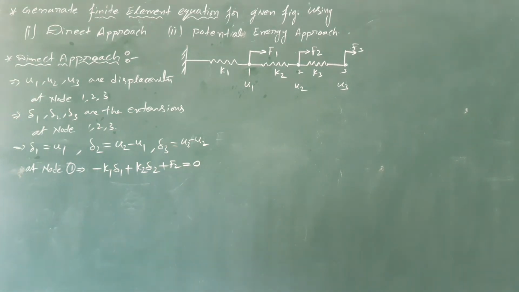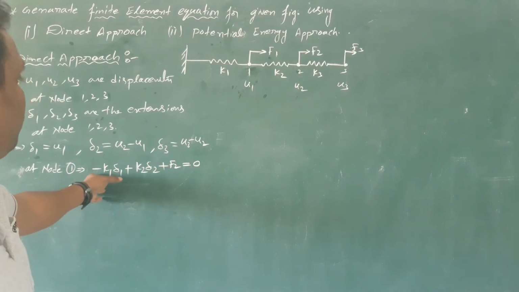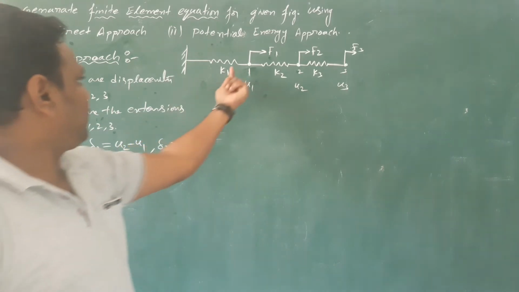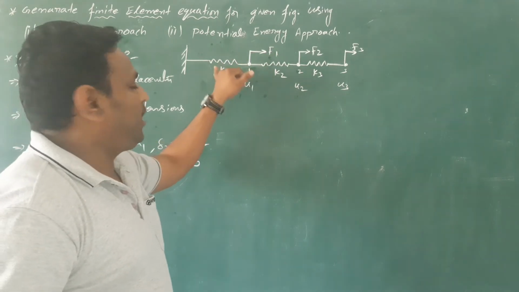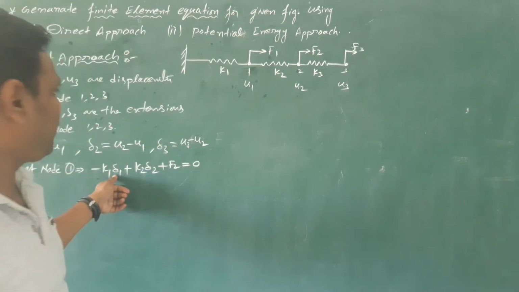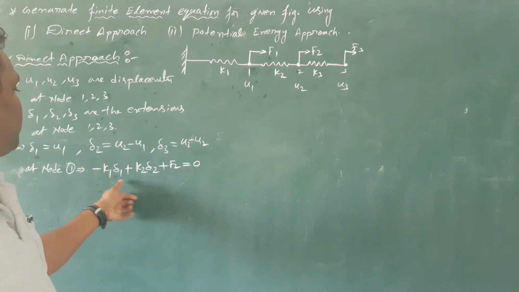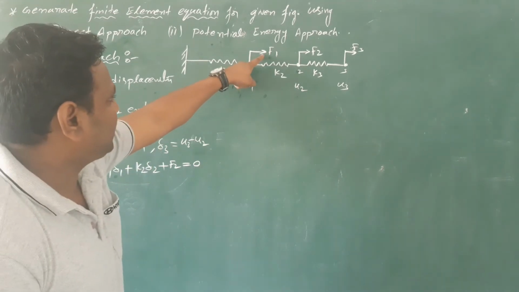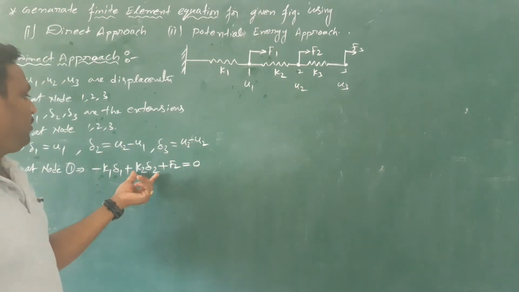I already told you how to write this equation, but once again I will repeat. Minus K1 delta 1: the force is applied in the forward direction, and the spring element applies a force in the opposite direction. That's why I write it here in the negative direction.